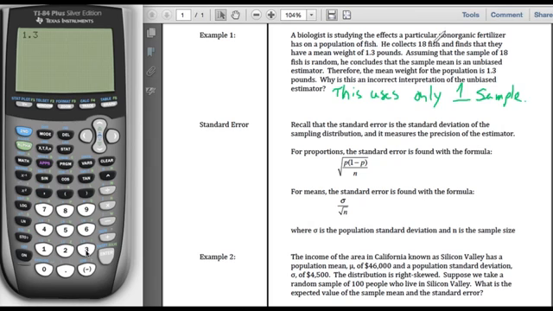Just a quick note, the sample size was 18 fish. That may seem a bit small to you. From the previous chapter, we had to have at least 10 successes and 10 failures. But that sample size rule changes just a bit with means, as we'll see in the next videos. Moving on to the standard error. Recall that the standard error is the standard deviation of the sampling distribution.